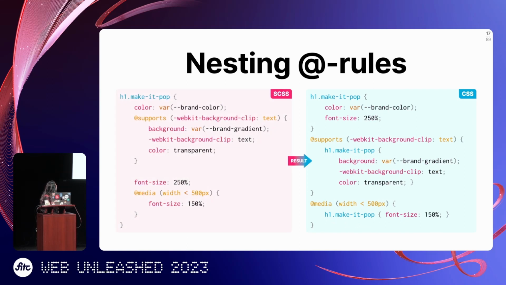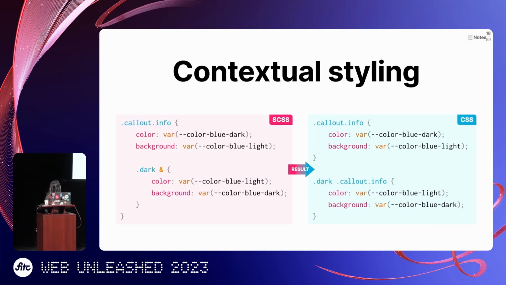And we can nest at-rules as well, which makes it much easier to specify variations depending on what's supported, media queries, things like that. We could do contextual styling based on what our element is inside. If the ampersand comes later in the rule and the rule doesn't begin with an ampersand, I mean, we could also rewrite that rule to begin with an ampersand. Many ways to do the same thing.